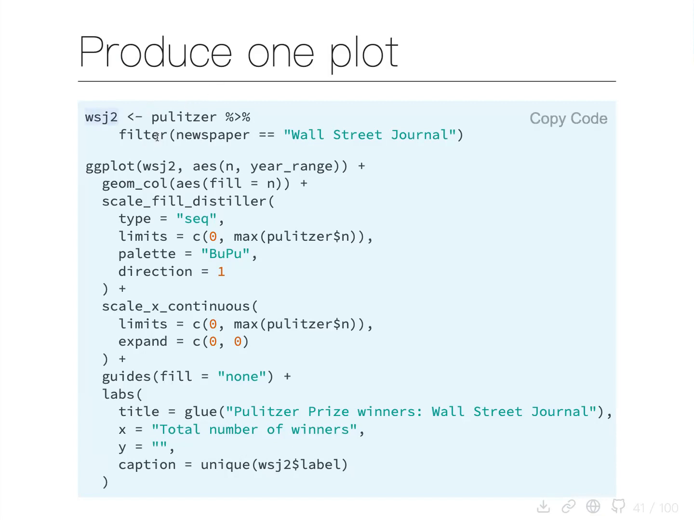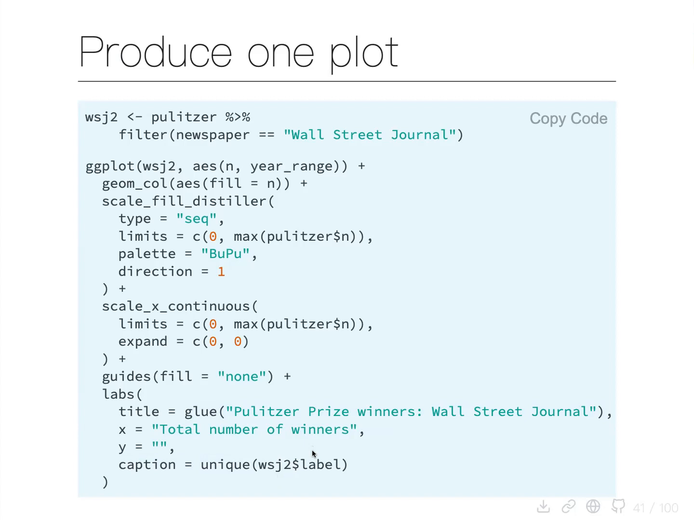Okay, and I have Pulitzer, and I'm filtering to just Wall Street Journal. I'm taking ggplot, I'm plotting WSJ2. This part is all the same, except when I get to here. Okay, so the title is this part. I just have the glue in there right now, although I don't actually need to glue it, right? And then I have total number of winners, and then the Y is nothing. But then I also have this caption equals unique WSJ2 label.